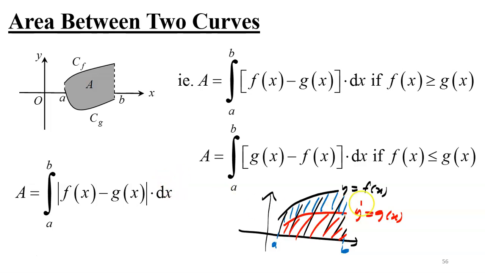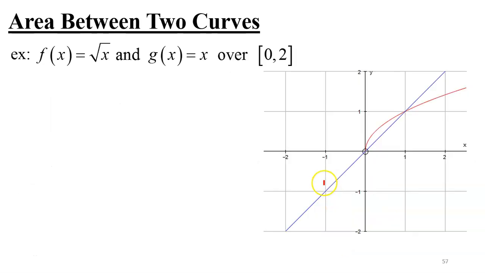So if f of x is above g of x, so if the curve of f is above the curve of g over the interval, what you would do is integrate f minus g. If the curve of g is above the curve of f, in that case what you would do is integrate g minus f, as we will in fact see in this quick example. So in this example, we have f of x equal to the square root of x, and g of x equal to x over the interval 0, 2.